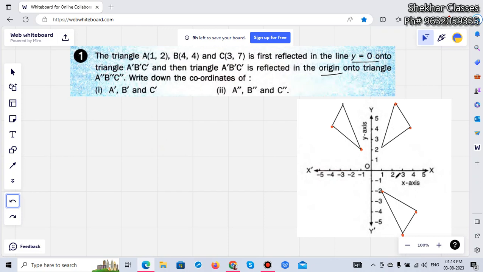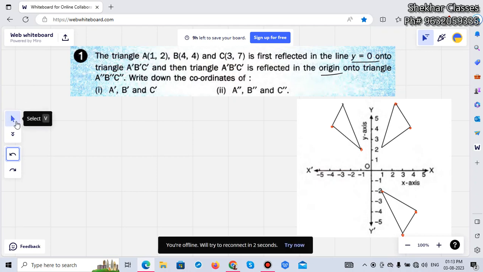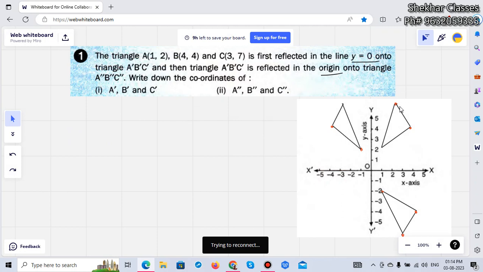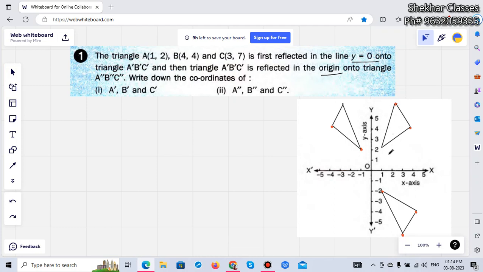See, in the graph here, first, what are the coordinates? There is something wrong in the whiteboard. Just 1 second. You can see the coordinate is first A. This is A, which is 1 comma 2, right? This is 1 and 2.